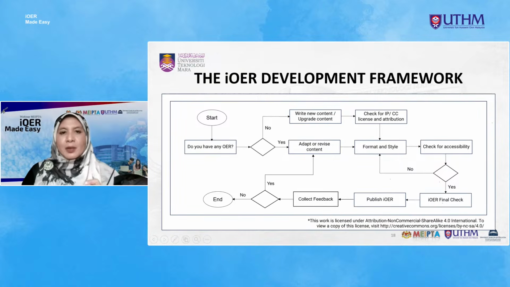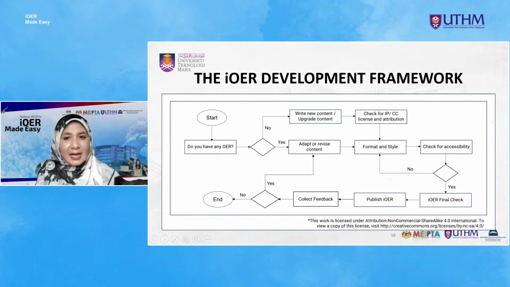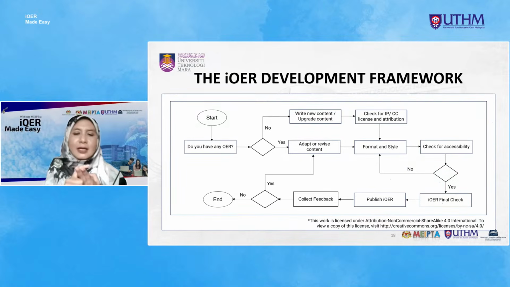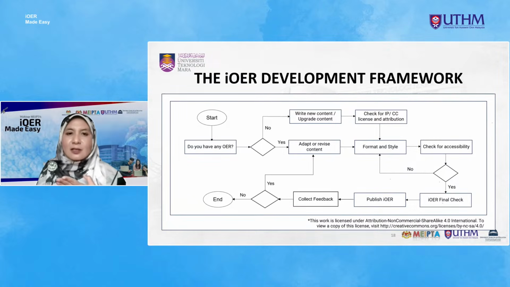When you write new content or upgrade the content, next is to check for the IP, the copyright. And if no copyright, then check for the license, the CC license. Then check whether all the materials have been attributed accordingly. Done. So here, you've got your OER already.